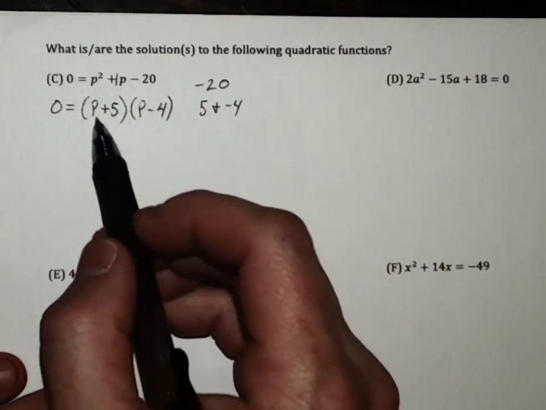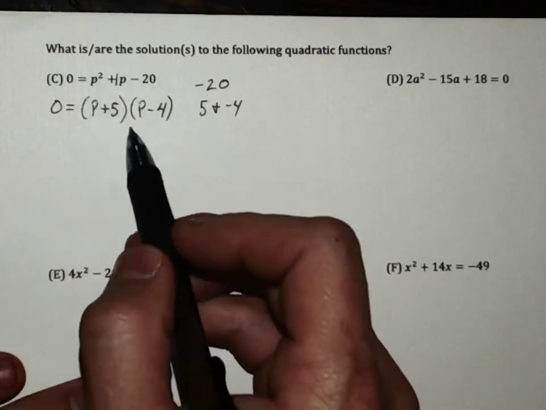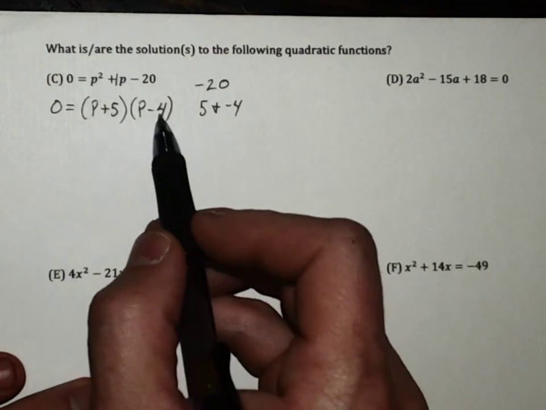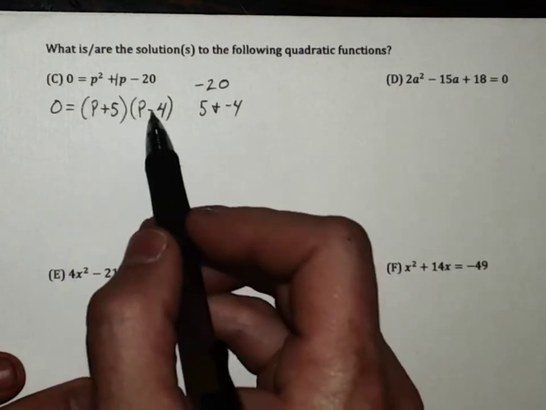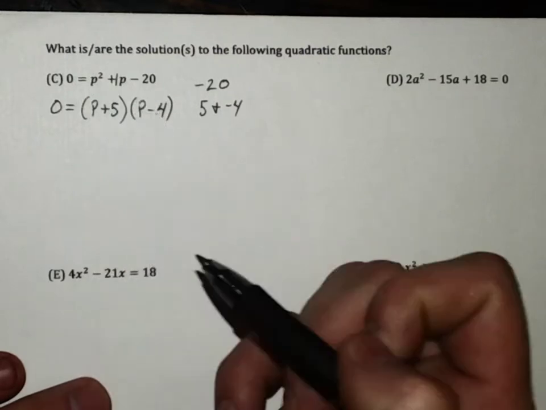You could check your factors. You could check that p times p is p squared. 5 times p is 5p. P times -4 is -4p, but those add to 1p. And then positive 5 times -4 is -20.